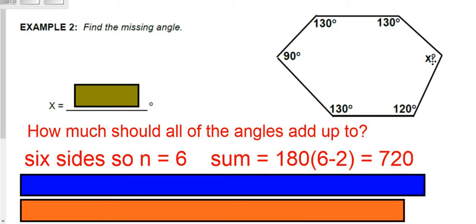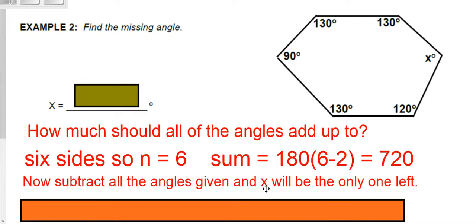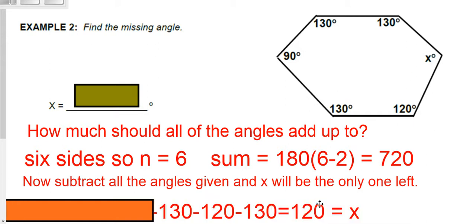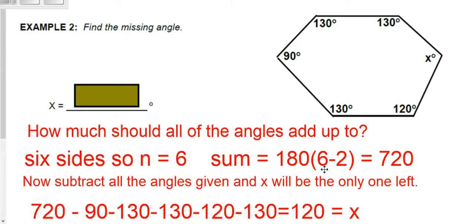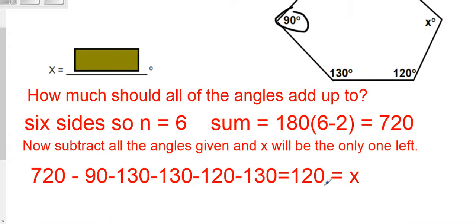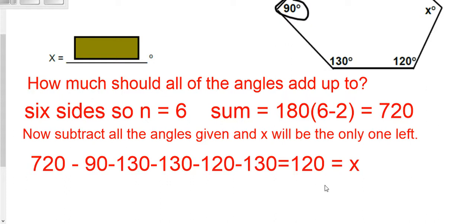So we're only missing one here. One way to do it is to subtract all the angles that you are given, that you know here, these 5, and what's left will be the one that's left over. So I took 720, the total of all of them, the sum of all of them, minus, I think I started about right here, minus 90, then minus 130, and minus another 130. I don't know this one, that's what I'm trying to find, so I'll subtract the rest. Minus 120 and minus another 130 will equal x, which is left over here.